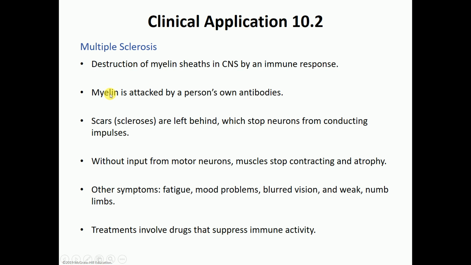That will affect their motor abilities. These muscles can become atrophic, and they would stop contracting. Other symptoms include blurred vision. It tends to happen to the optic nerves, which are the nerves carrying vision from the eye. They could have mood problems, muscle weakness, numbness if it's affecting sensory nerves, and so on. Treatment, just like any autoimmune disease, would definitely be to suppress the immune system.